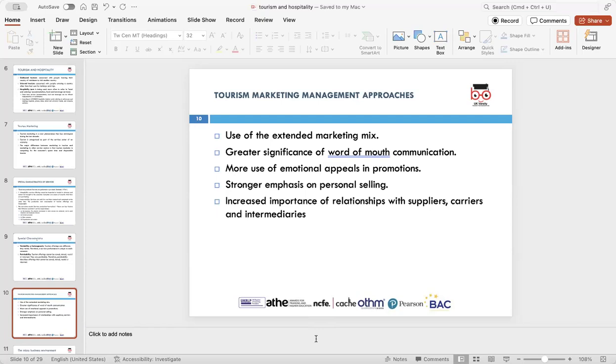Marketing in tourism often relies on emotional appeals in promotions to attract travelers by appealing to their desires for new experiences, relaxation, and adventure.